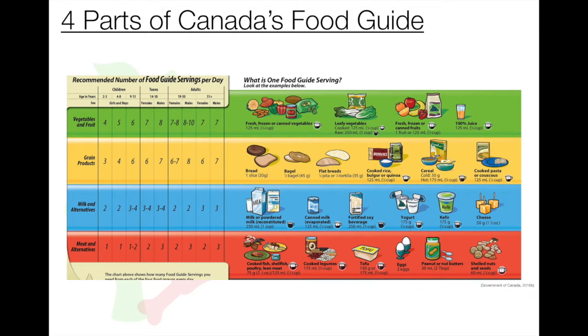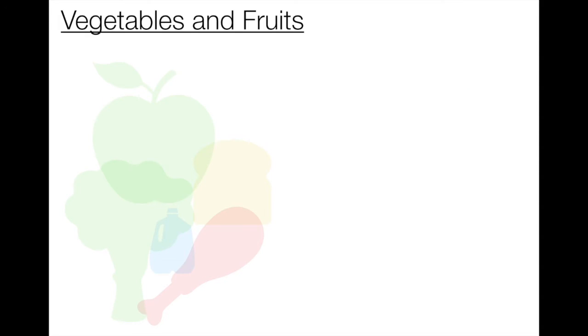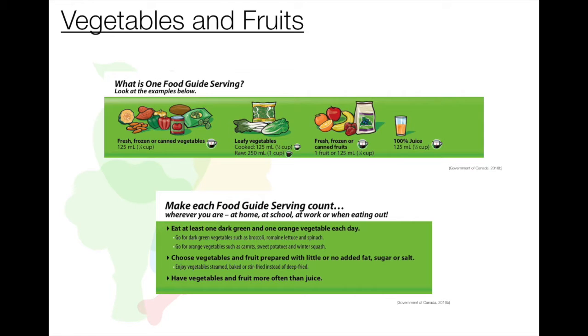So there's 4 parts to Canada's food guide. There's vegetables and fruits, grain products, milk and alternatives, and meat and alternatives. So if you look at what's circled here on the left, this shows the serving sizes that we're supposed to be eating for each one if you are in the teen category, which most of you are. So the first one we're going to look at is vegetables and fruits.